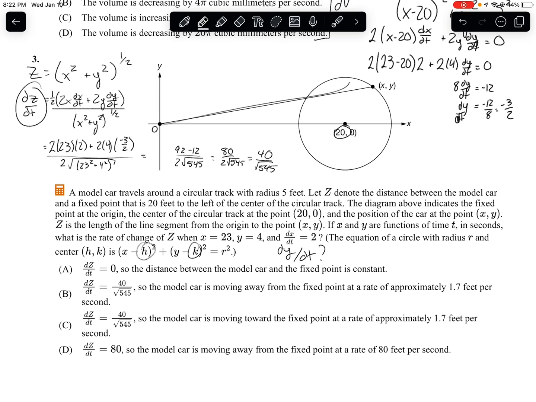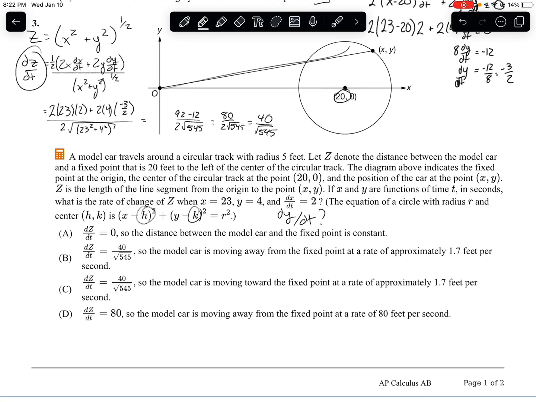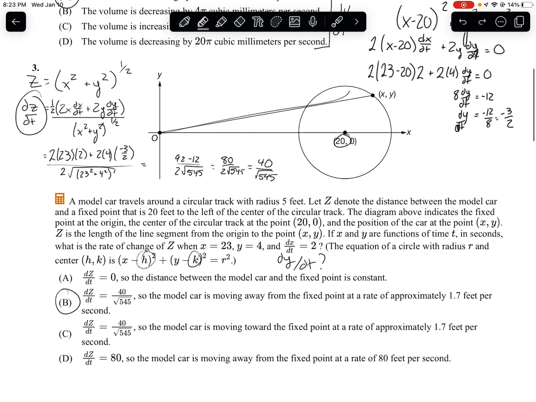So what is my answer? So are we moving away? So let's think about this. I have 2 answers, B and C, that both have what I got as the answer. So is my model car moving away, or am I moving closer to the point? Well, let's think about it.